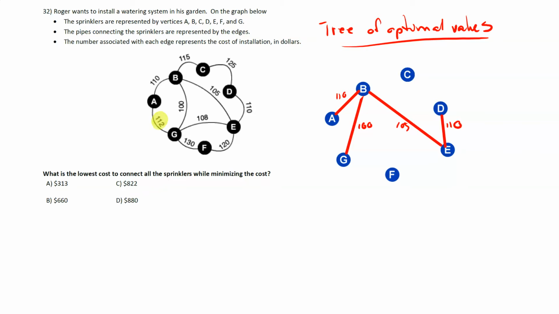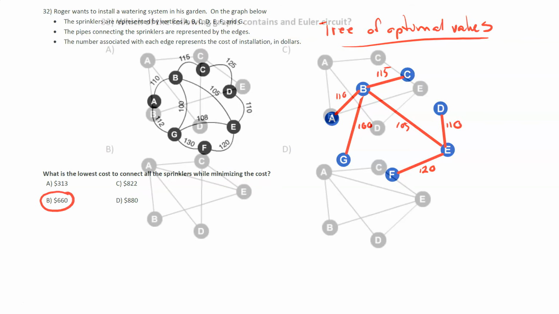After 110 comes 112 connecting A to G. However, again, we're not allowed to connect that because it'll give us a circuit, so we don't add that to our graph. After 112 comes 115 connecting B and C. Go ahead and connect them. And finally, the last edge to add in is from F to E. We've completed our tree of optimal values. Now it's just up to us to add up all of the weights that are there for each edge. 110 plus 115 plus 100 plus 105, 110, and 120 gives us a total of 660.